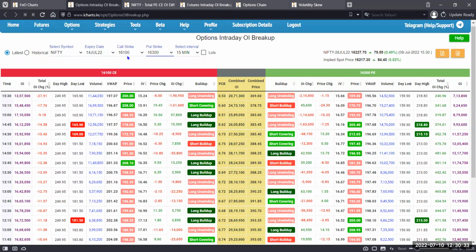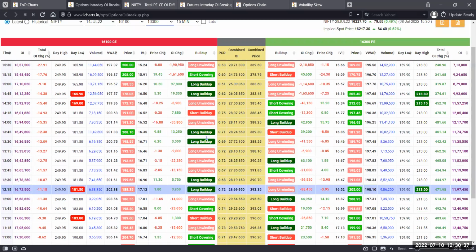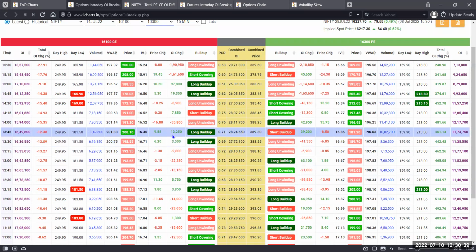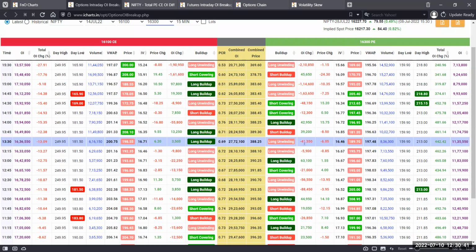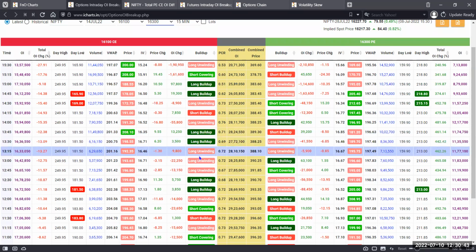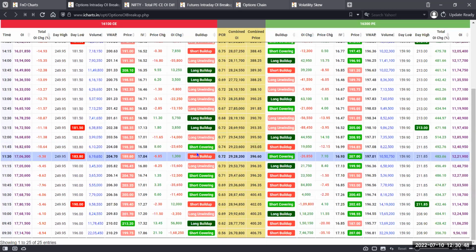One strike, if you are one strike deep in the money, you would have missed that. You would have missed the whole thing because here it was not significant. Even though the put side was significant, the call side was not significant. Some whipsaws will be there.